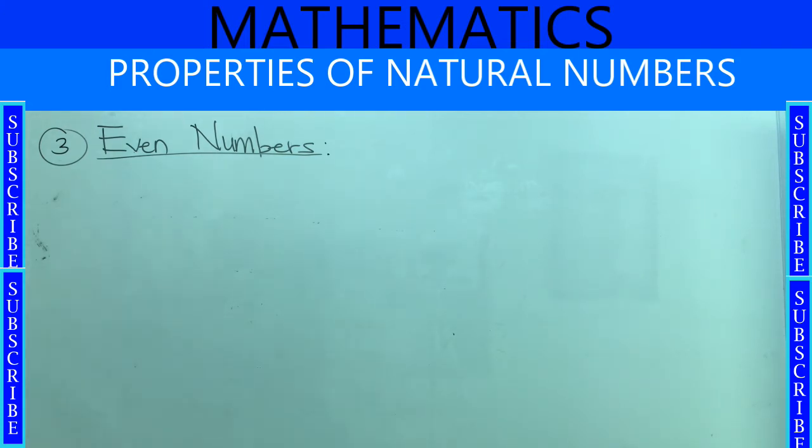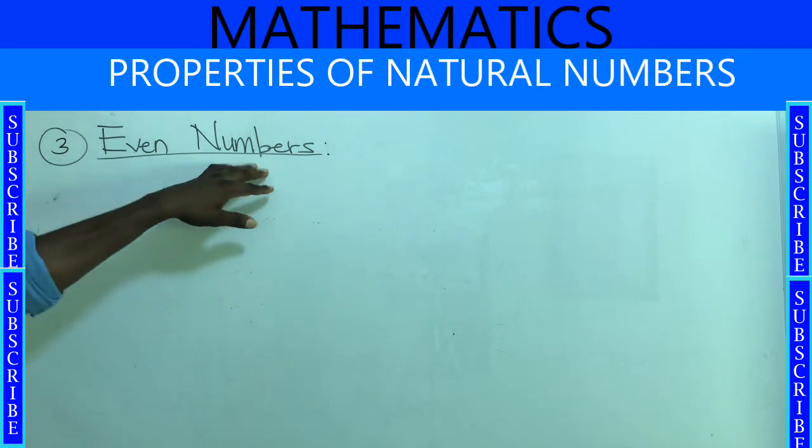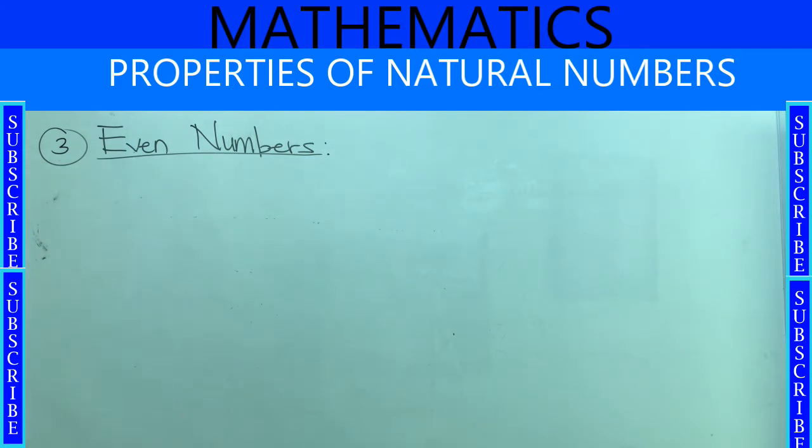So repeat with me if you're watching. Even numbers. Numbers that are even. One may ask, what are even numbers? Even numbers are the numbers that are divisible by the number 2, and also even numbers are multiples of 2.